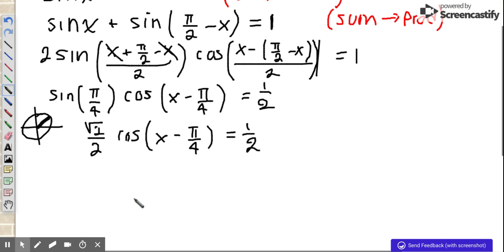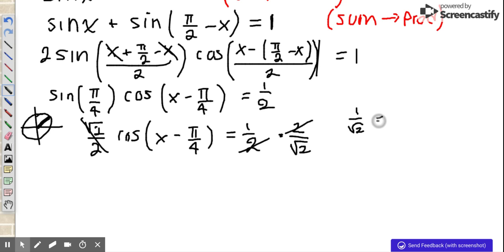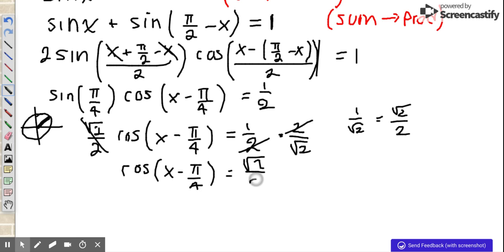Now let's divide by root 2 over 2, which is the same as multiplying by 2 divided by root 2. Therefore, we get 1 over root 2, which is the same as root 2 over 2. It's nice because this is definitely one of our significant values. So what we're really doing right now is solving for cos of x minus pi over 4 is equal to root 2 over 2, which is just a basic equation now. We can solve for this pretty easily.